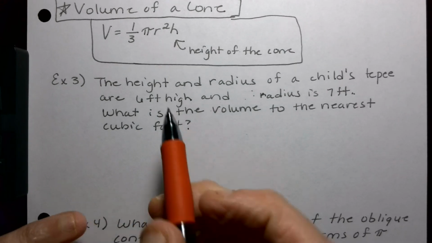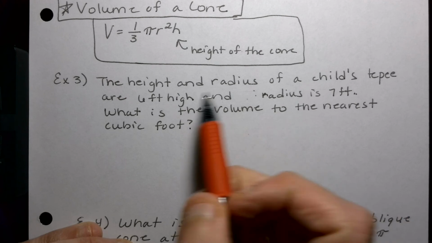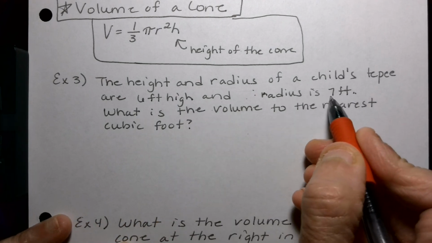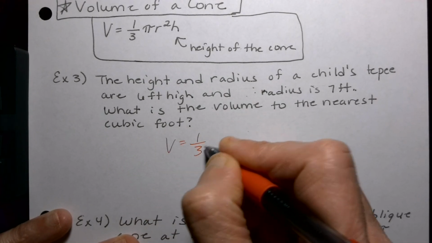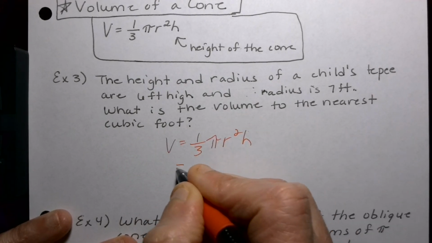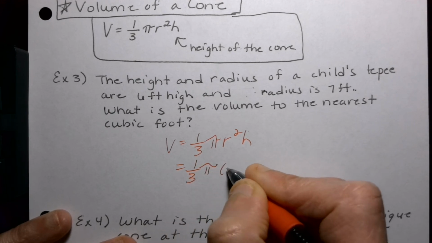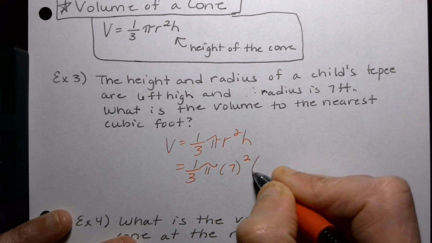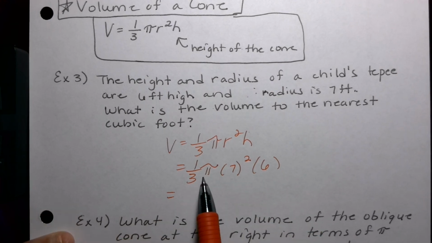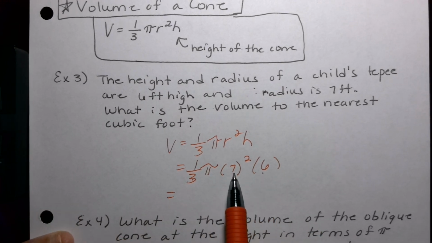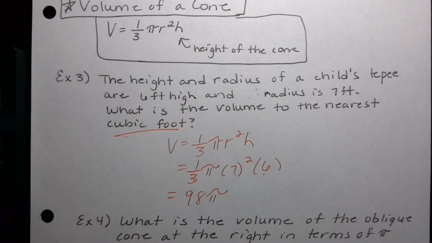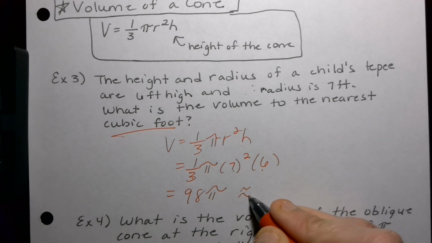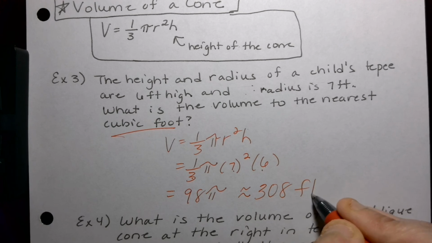All right, so they tell us the height and radius of a child's teepee are 6 feet and 7 feet. What's the volume? All right, let's do it. 1/3 pi r squared, they gave us the radius, which is 7. The height they gave us is 6. 1/3 of 6 is 2, times 49 is 98 pi. To the nearest foot cubed, I worked this out before, and it is about 308 feet cubed.